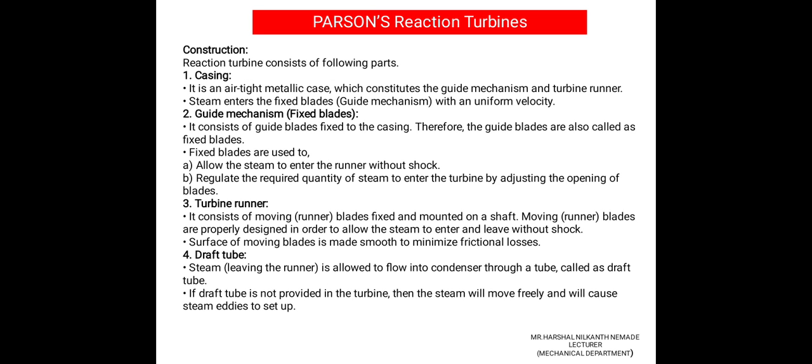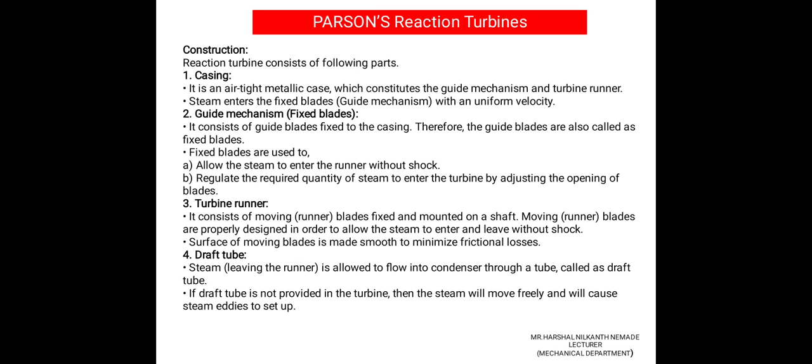Reaction turbine. Construction: a reaction turbine consists of the following parts. Casing: it is an airtight metallic casing which constitutes the guide mechanism and the turbine runner. Steam enters the fixed blade guide mechanism with a uniform velocity. Guide mechanism, fixed blade: it consists of guide blades fixed to the casing, therefore guide blades are also called fixed blades. Fixed blades allow the steam to enter the runner without shock, and regulate the required quantity of steam entering the turbine by adjusting the opening of the blades.